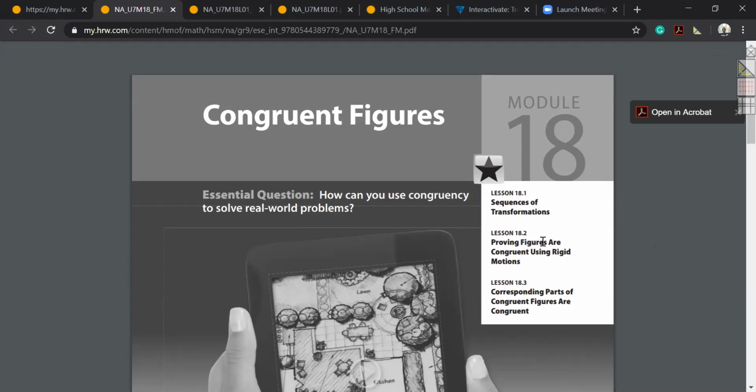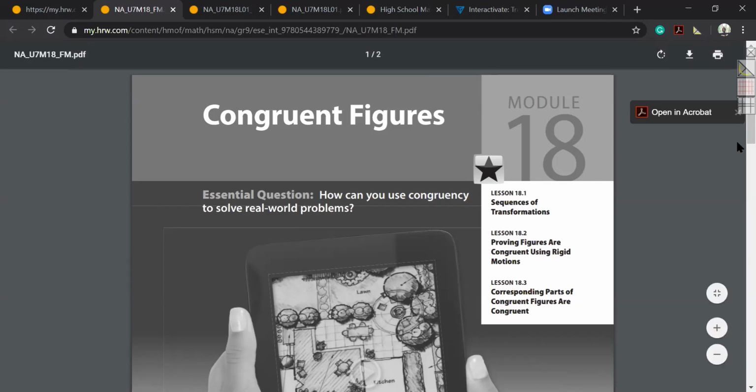For example, he is going to give you any figure, a rectangle, a triangle, anything, and you are required to perform translation and then rotation. You are required to do reflection and then translation and then rotation. You can combine more than one transformation together.